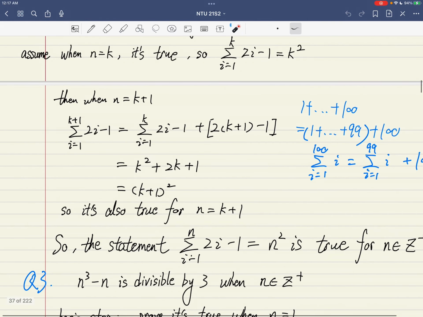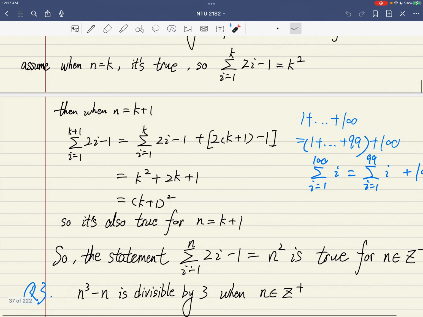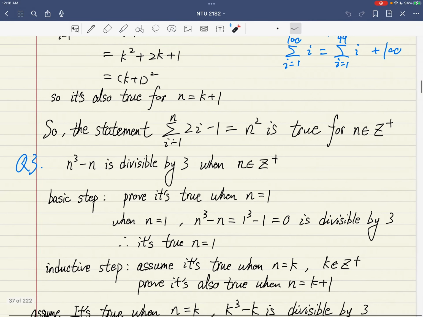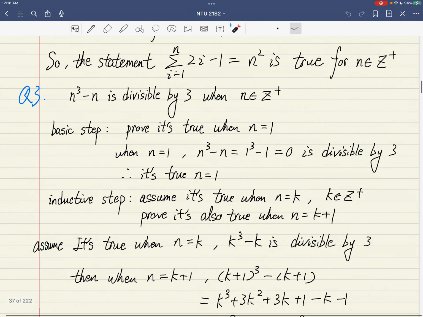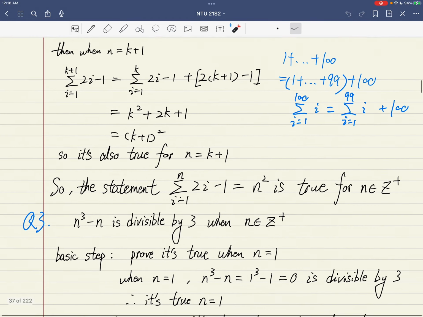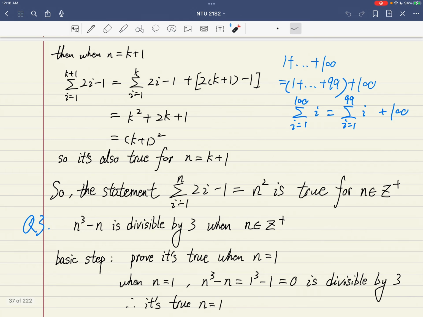So in the inductive step, we assume when n is k, it is true, and we prove that when n is k plus 1, it is also true. So for mathematical induction, as long as you have proved the basic step and the induction step, then the statement is true for all n. So this is the second question.